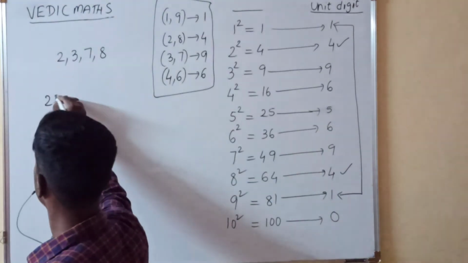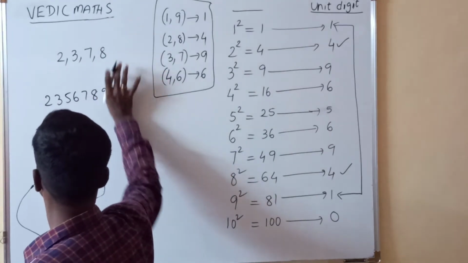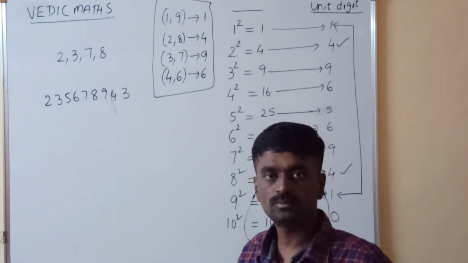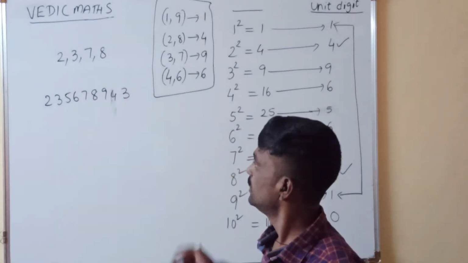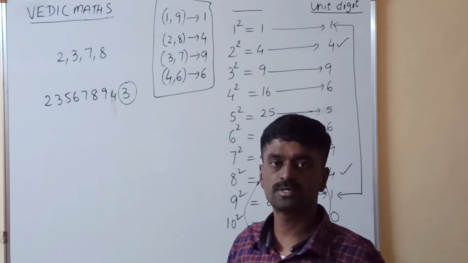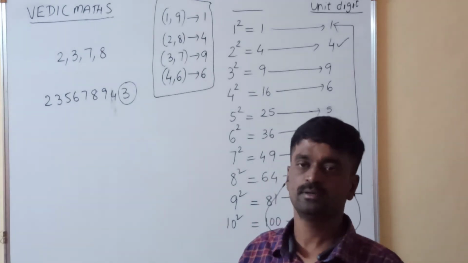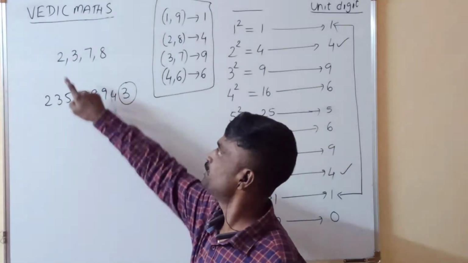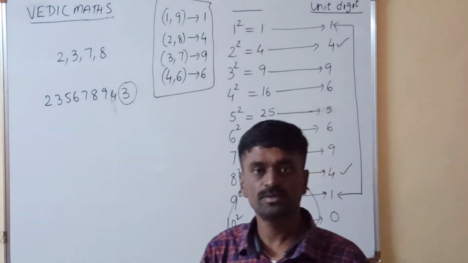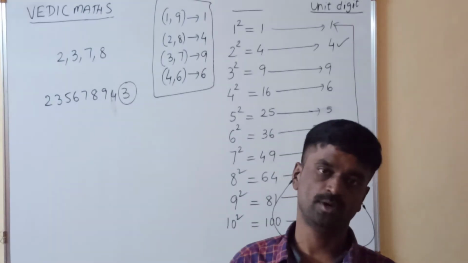Suppose if I take a big number, is it a perfect square? How will you come to know whether it is a perfect square or not? So what is its last digit? 3. So it is not a perfect square. In a perfect square, if you take any perfect square, its unit digit should not be either 2 or 3 or 7 or 8. If it ends with either 2 or 3 or 7 or 8, it cannot be a perfect square.